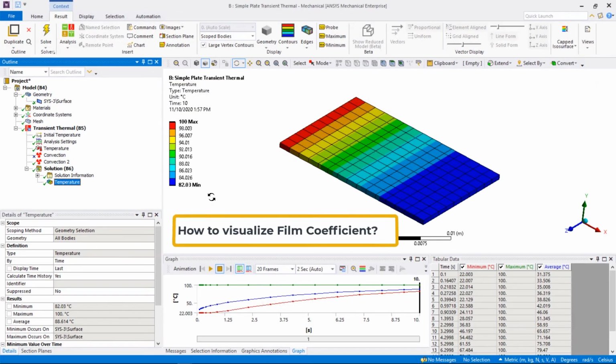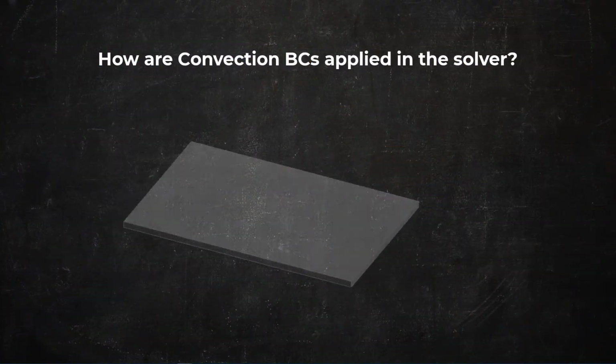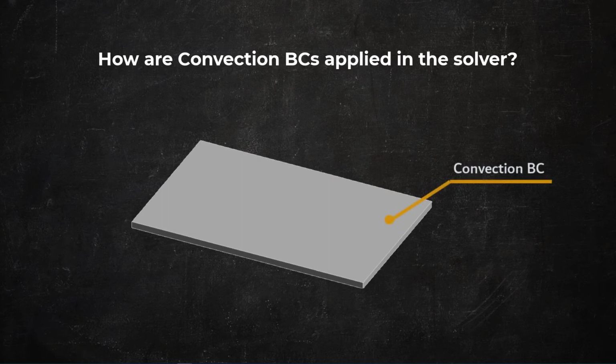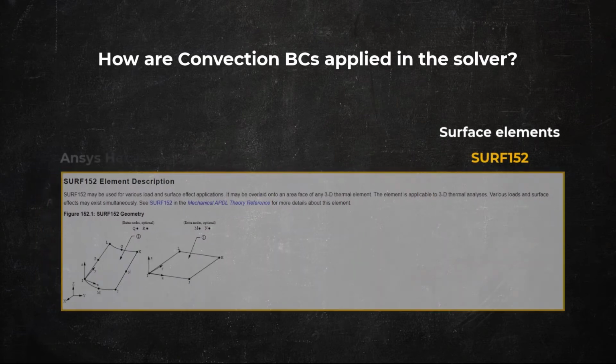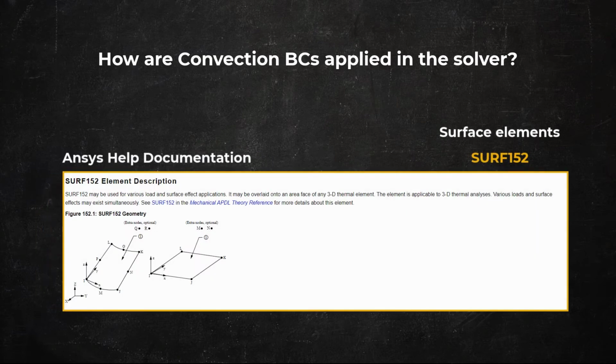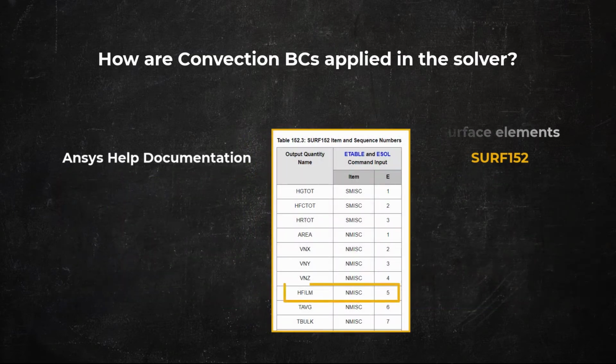The result of the film coefficient is not directly available. We need to use the user-defined result. But for that, we need to first understand how the convection boundary condition is applied in the solver. For the faces selected for convection boundary condition, the solver creates surface elements for 3D thermal surface effect, namely SURF152. Thus, we need to first extract these SURF152 elements and then extract the film coefficient on those elements using the NMISC phi variable.